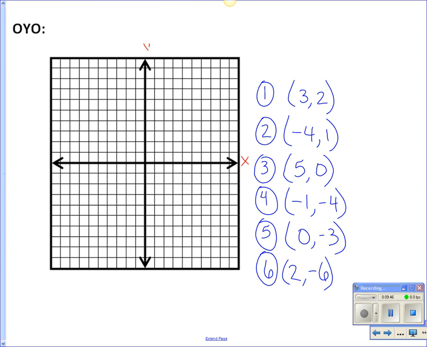Okay, the answer, X, Y: 3, 2 is there, -4, 1 is there. 5, 0 is there. -1, -4 is there. 0, -3. And 2, -6. Make sure you label them X and Y.